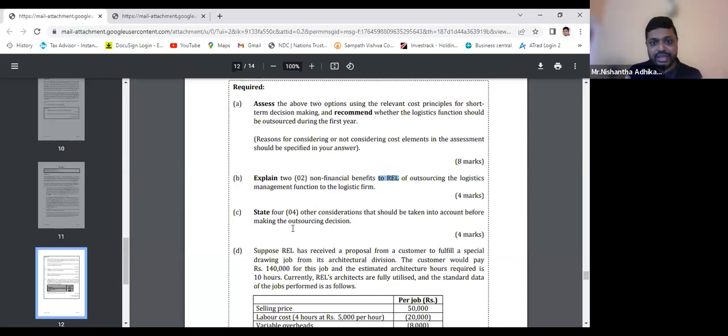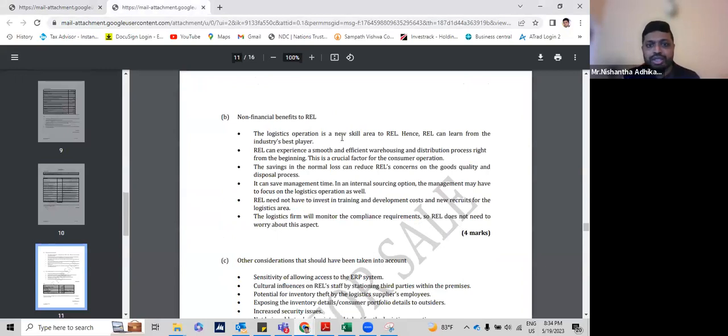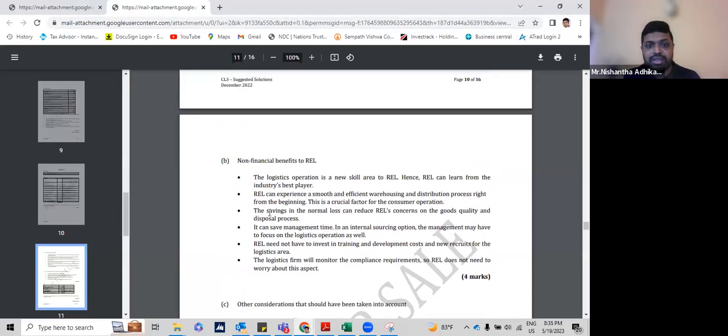Okay, I will show you the answer. Look at this one. The logistic operation is a new skill area to REL. Hence, REL can learn from the industry's best player. REL can experience a smooth and efficient warehousing and distribution process right from the beginning. This is a crucial factor for consumer operation. The savings in the normal loss can reduce REL's concern on the good quality and disposal process.